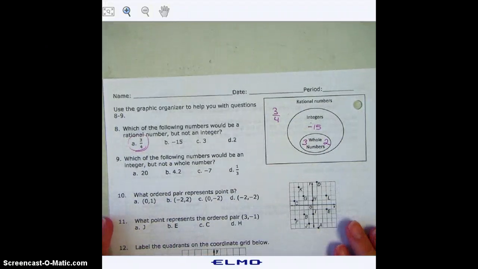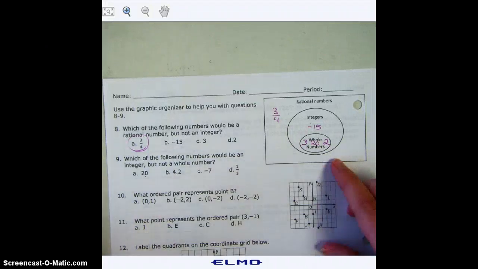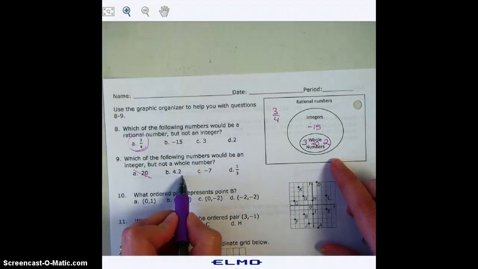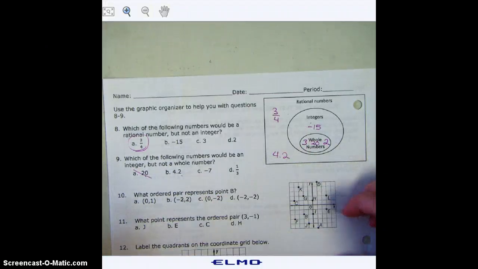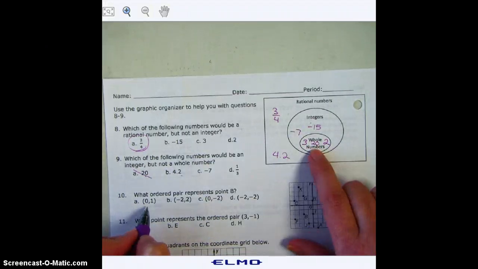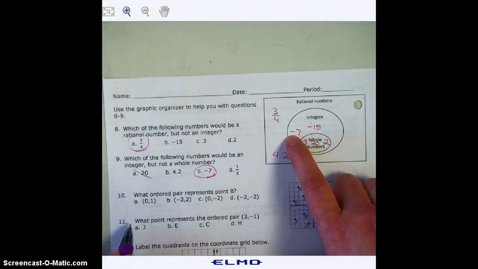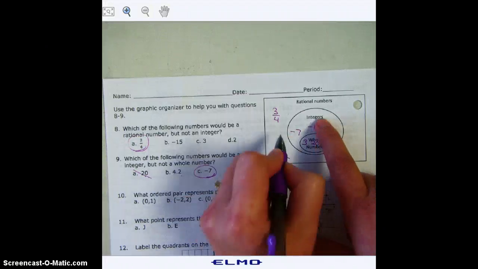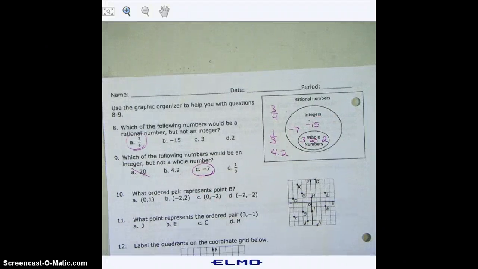Question number 9, which of the following numbers would be an integer but not a whole number? Okay, so let's take a look at our numbers. 20 is a whole number, so that doesn't work. 4 2/10, well, that's a decimal. It's not an integer. So we've got 4 2/10 here in the rational numbers. We're looking for an integer but not a whole number. Negative 7 is an integer, and it's not a whole number because it is negative. So I think I found my answer, but let's look at 1/3. 1/3 is not a whole number, not an integer, but it is a rational number. So the only one that satisfies our situation is C. Let's go on to number 10.